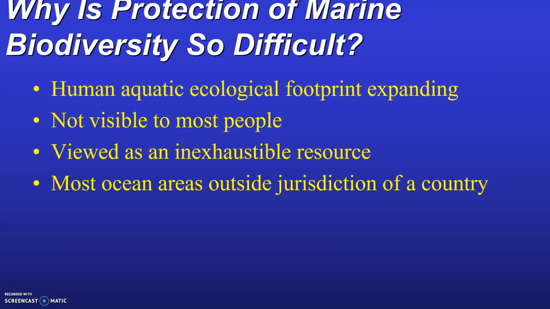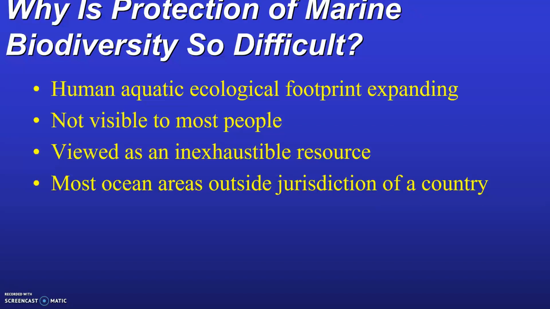So, why is protection of marine biodiversity so difficult? Well, our human ecological footprint is expanding, and we rely heavily on our marine ecosystems as a source of food. You will be watching some videos that describe overfishing and the impact of not sustainably harvesting fish from our oceans. The other reason is that it's not visible to most people, and as a result, it's not thought of often, and it's forgotten.